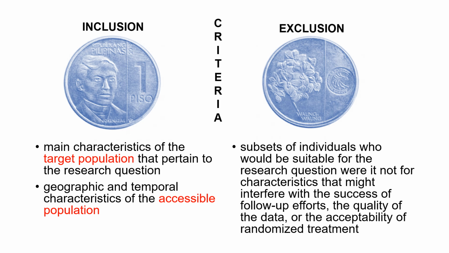The inclusion criteria define the main characteristics of the study population that pertain to the research question, as well as the geographical and temporal characteristics of the accessible population. Exclusion criteria, on the other hand, indicate subsets of individuals who would be suitable for the research question or would satisfy the inclusion criteria were it not for characteristics that might interfere with the success of follow-up efforts, the quality of the data, or the acceptability of randomized treatment.